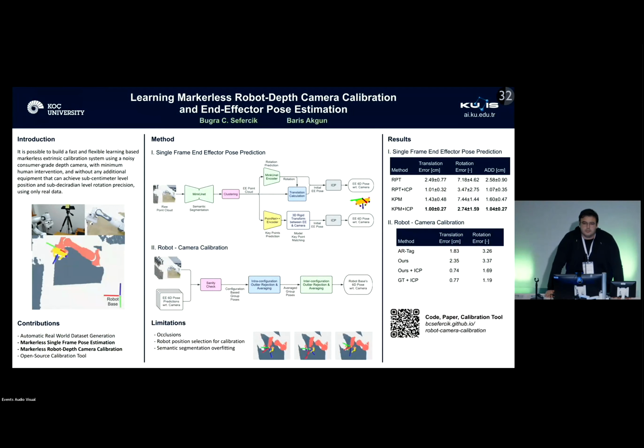First, we calculate the end effector pose with two different methods. The first method calculates the rotation of the end effector, then using the rotation and the physical dimensions, we calculate the translation, hence the end effector pose. Secondly, we calculate the key points for the end effector, then using key point matching algorithms, we calculate the end effector pose in another way. Then we use ICP to refine both outputs. Lastly, we calculate the pose of the robot space using forward kinematics and the estimated end effector poses. Then using poses from different robot positions, we calculate the final parameters for the robot camera calibration.